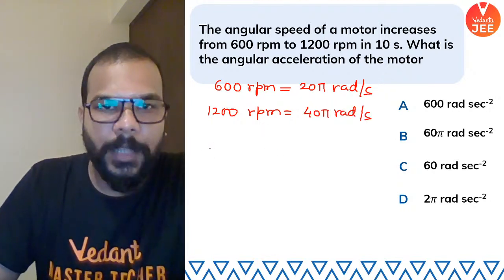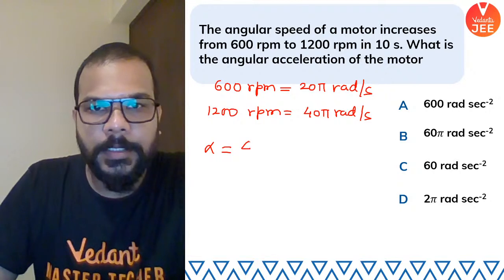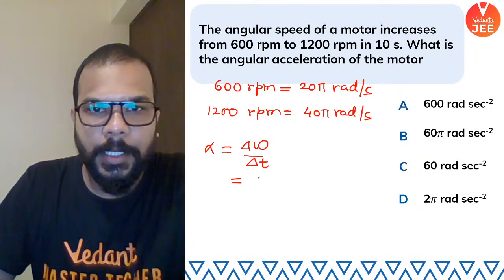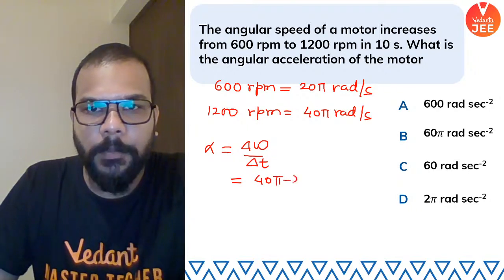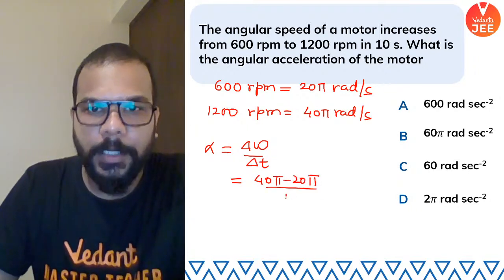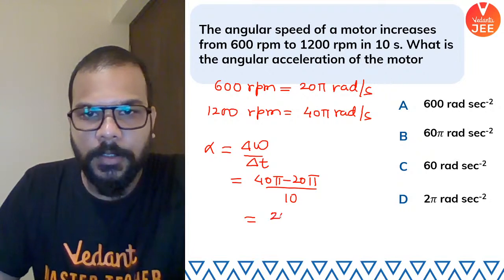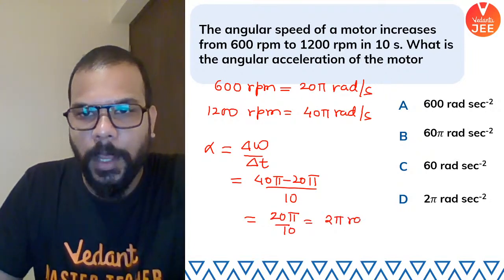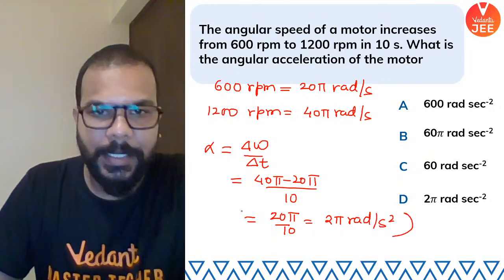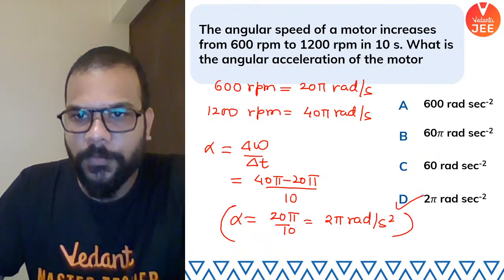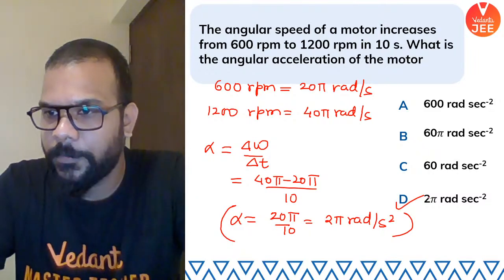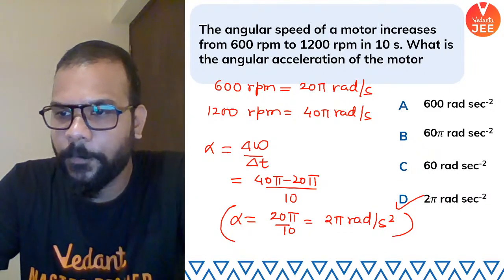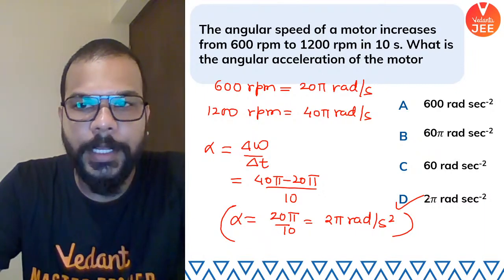So what is the angular acceleration? Alpha is change in angular velocity upon change in time, and that is 40 pi minus 20 pi happening in 10 seconds. That is 20 pi by 10, or simply 2 pi radians per second square, is the value of angular acceleration. Very nice, guys. Answer comes out to be option D.